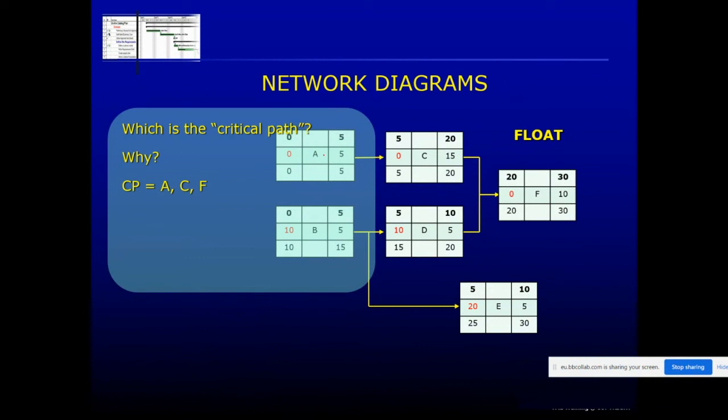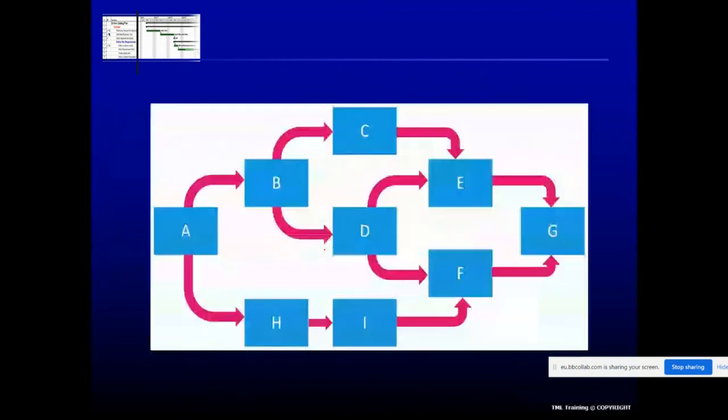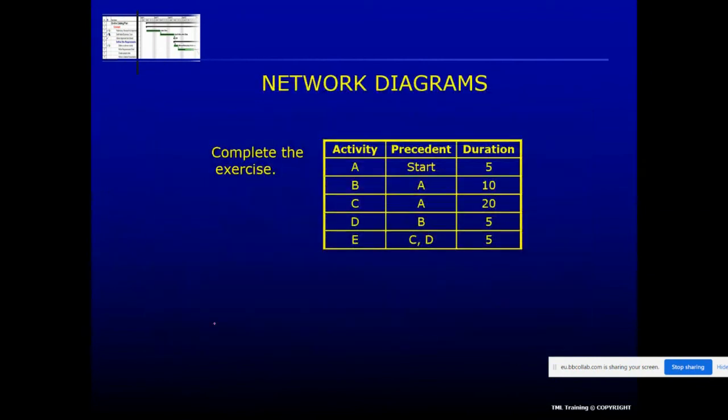So the critical path, as we said, is A. It's got 0 there. C, 0 float. F, got 0 float. Set of activities with 0. Okay, so that would be your Gantt chart. If you want to, here's another one you can use, but let me not dwell on that.